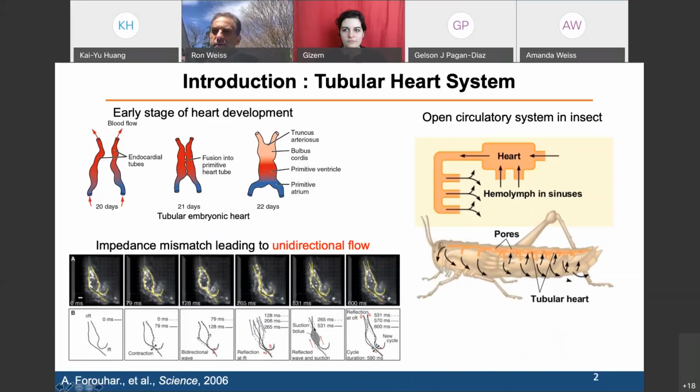Let's use this diagram as an example. If we make a constriction at this spot, it will create a bidirectional wave. And once this wave encounters an area with a different impedance, it will reflect back in the other direction. So basically they will suck the fluid for a moment a little bit, and once the reflected wave keeps going forward, the fluid will go in this direction. So this is the mechanism by which this pretty simple structure can create a unidirectional flow.